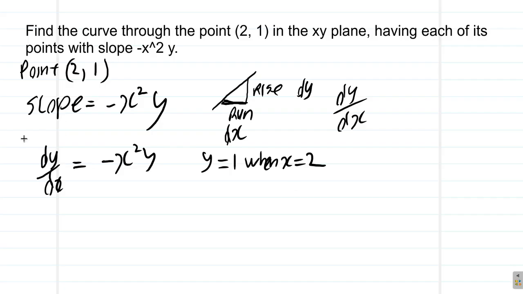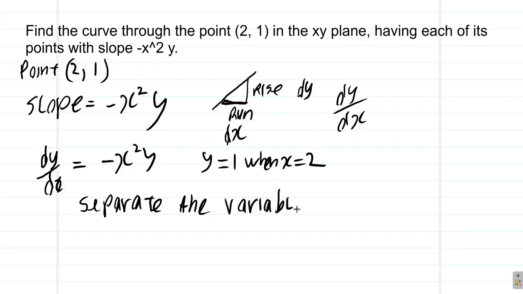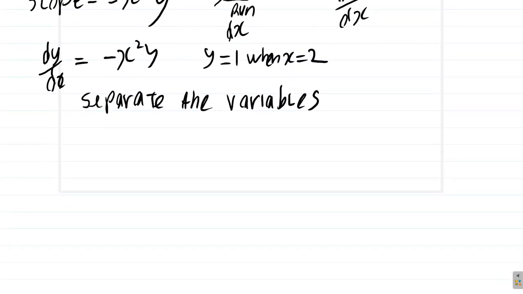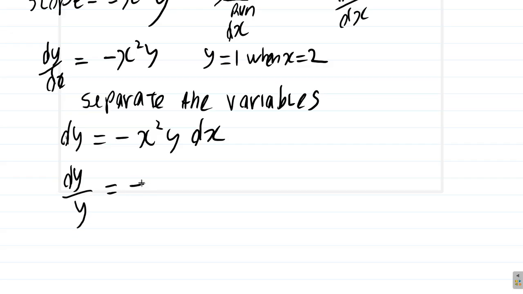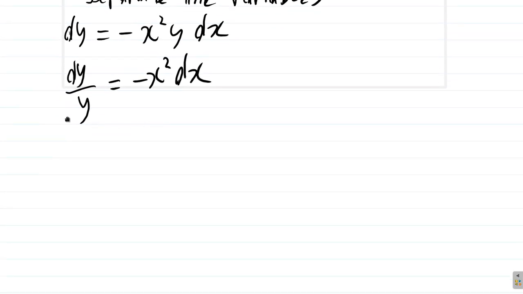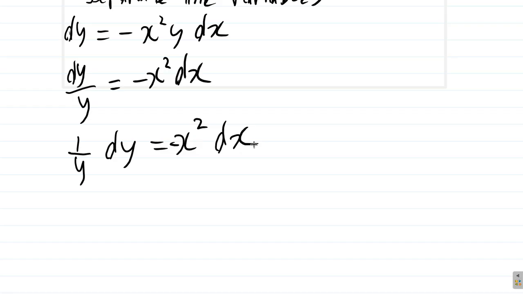Here, this can be solved by separating the variables. Okay, so we're going to separate the variables. If we multiply both sides by dx, we have dy is equal to negative x squared y dx, and divide both sides by y, we have dy divided by y is equal to negative x squared dx. Okay, this of course can be written as 1 divided by y dy is equal to negative x squared dx. Okay, good.